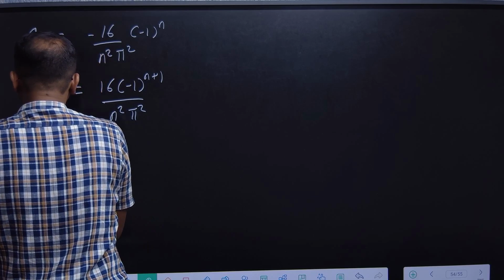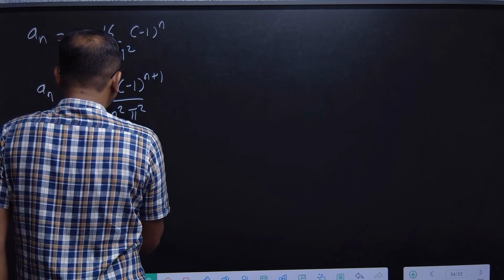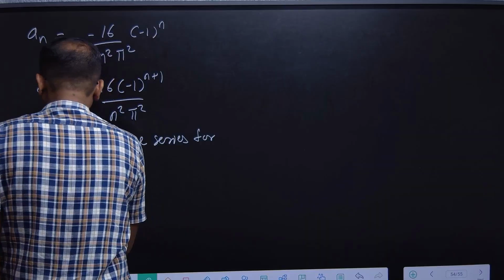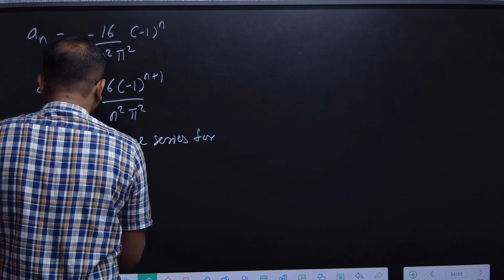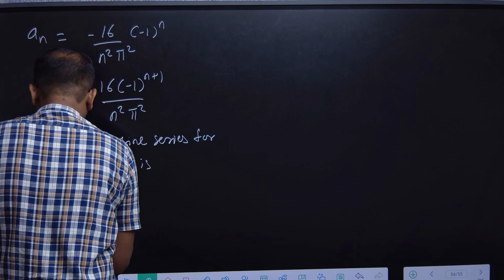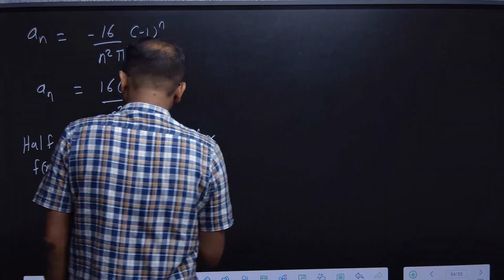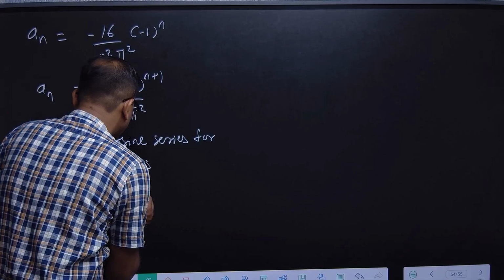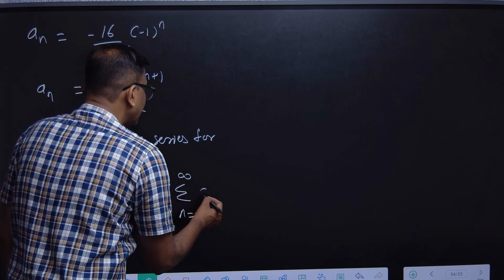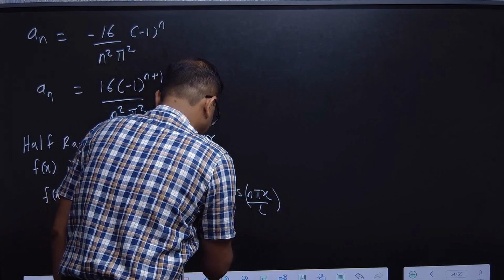Now we know that the half range cosine series for f of x in the interval 0 comma L is given by the formula f of x is equal to a0 divided by 2, or you may write it as 1 upon 2 into a0, plus summation n is 1 to infinity a_n into cos of n pi x upon L.